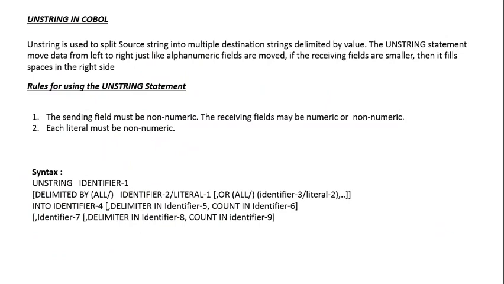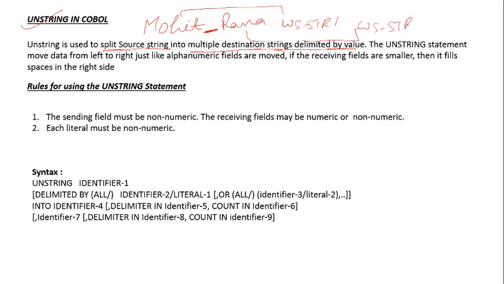Okay, now let's learn the UNSTRING function in COBOL. Unstring is used to split a source string into multiple destination strings delimited by a value. For example, we have the name Mohit Rana, delimited by space, so it will unstring, meaning split, that. Mohit will come into WS-string-1 and Rana will come into WS-string-2.